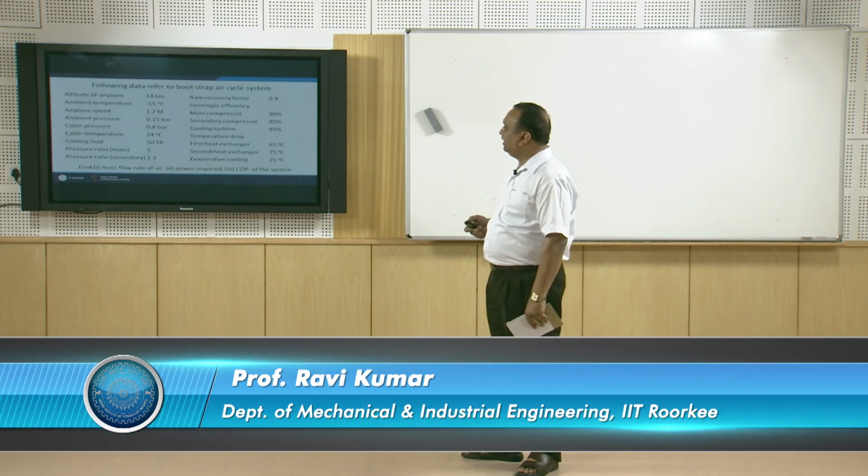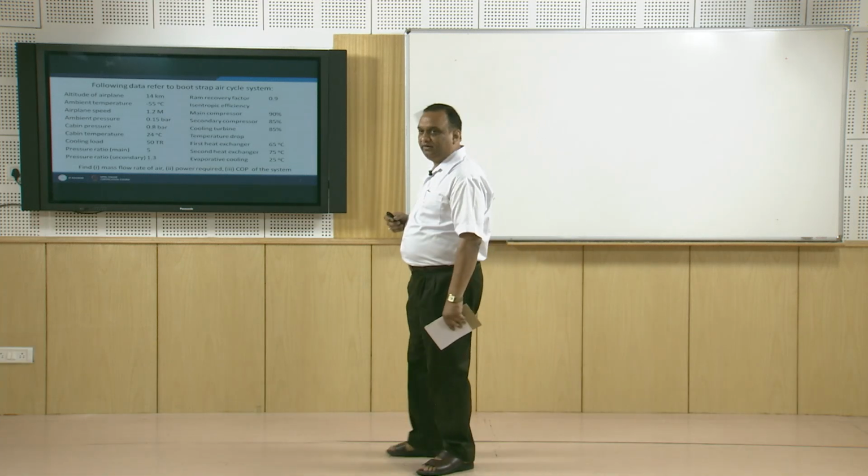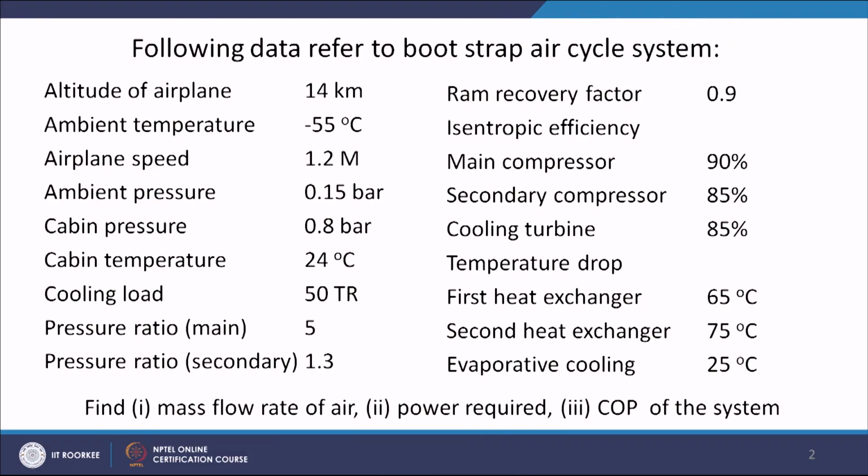I have taken data for an aeroplane which is moving with 1.2 Mach velocity, which is supersonic velocity. The aircraft is moving at an altitude of 14 kilometer. Outside temperature is minus 55 degrees centigrade. So, the aircraft is above the troposphere, so temperature is slightly lower, it is minus 55 degrees centigrade. Ambient pressure is 0.15 bar, it is very low.